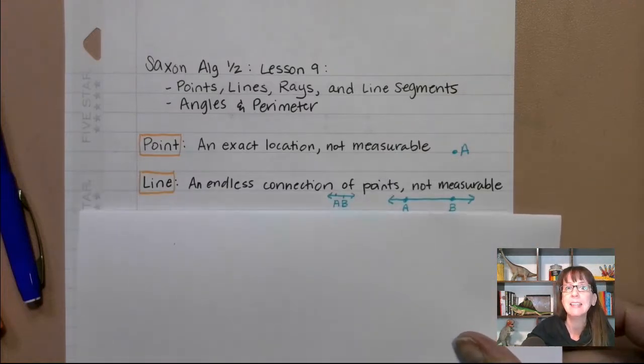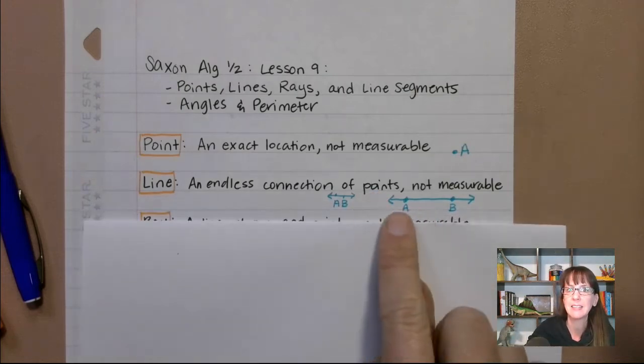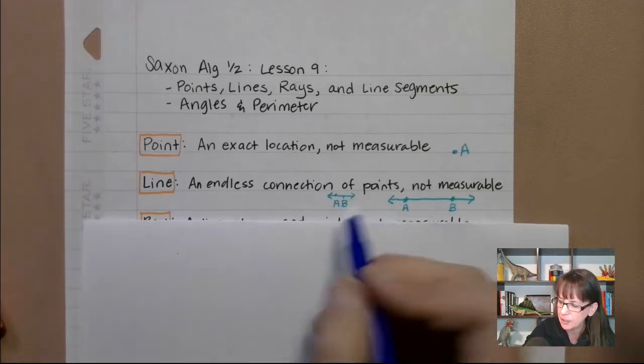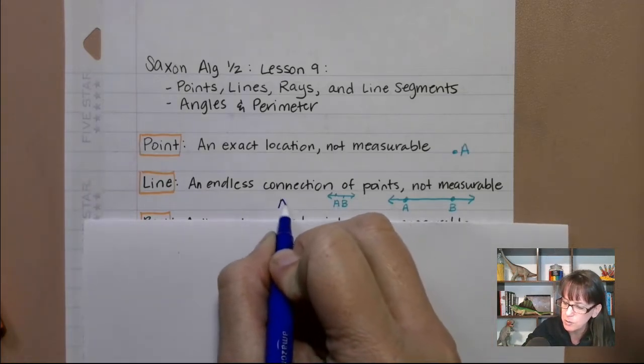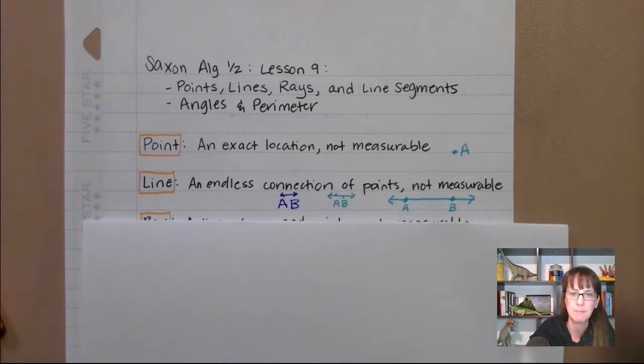Line, it's an endless connection of points. It is also not measurable. It goes on from one direction to the other. There's no end on either side. We write that like this guy right here, which is line AB. I haven't done a very good job of writing it, but you would usually write it like line AB like this, just showing, hey, that's a line.